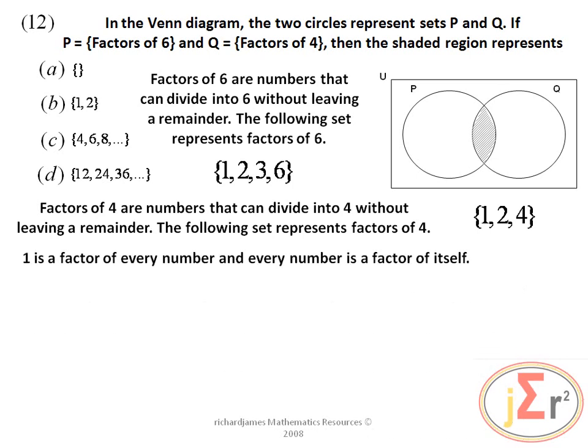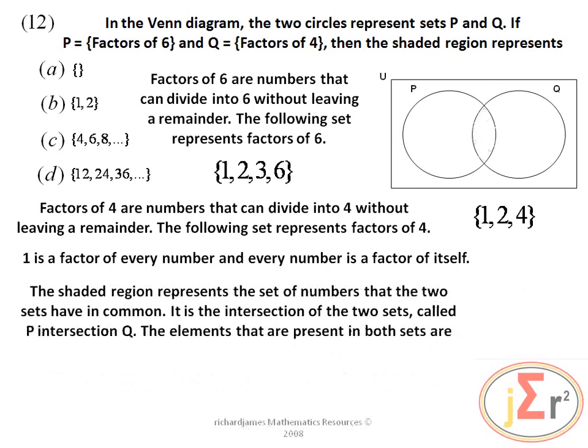1 is a factor of every number, and every number is a factor of itself. The shaded region represents the set of numbers that the two sets have in common. The intersection. It is the intersection of the two sets, called P intersection Q. The elements that are present in both sets are those two, and that is represented by option B.